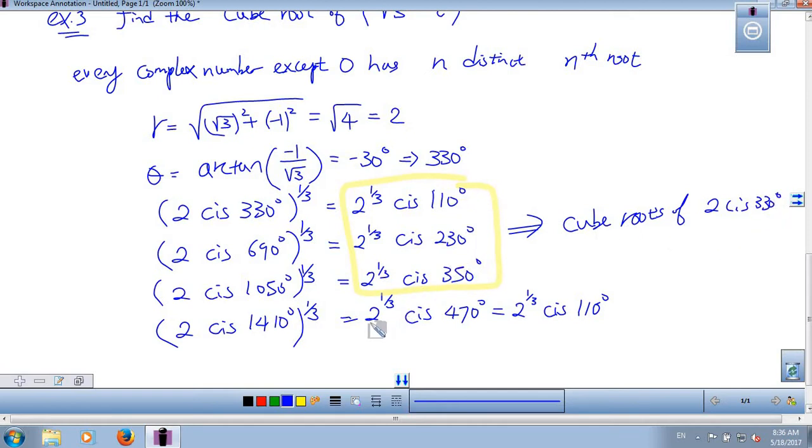But if I go to the 4th one, guess what? They start repeating. As you can see, these first 3 roots are all between 0 and 360 degrees, so they are all different. But the next one, the 4th one, if I keep going, I will come back up to repeat the roots. So it shows us that this number only has 3 distinct cube roots. Except, of course, if we do 0, 0 doesn't work like that, okay? So you only have 3 distinct cube roots.